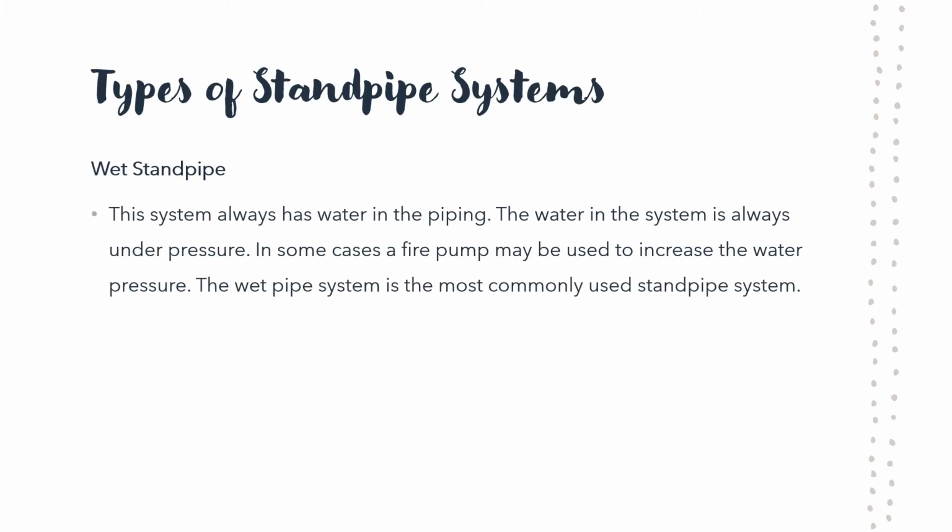We have several types of standpipes, and one is the wet standpipe, which always has water in its piping. The water in the system is always under pressure. In some cases, a fire pump may be used to increase the water pressure. The wet pipe system is the most commonly used standpipe system.